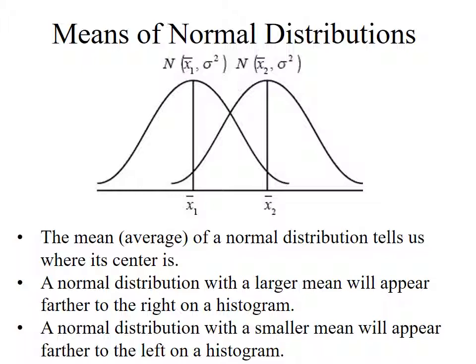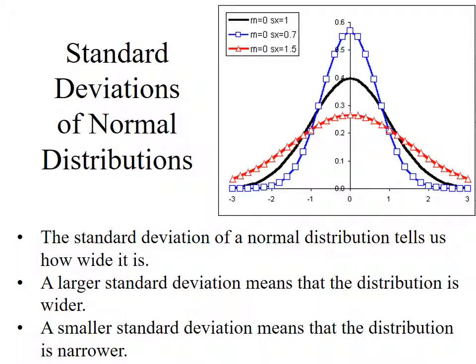So the mean tells us where its center is, where that central peak is. If you have a larger mean, you're going to be farther to the right with bigger numbers. If you have a smaller mean, you're going to be farther to the left on a histogram with smaller numbers. The standard deviation tells me how wide it is. A big standard deviation has a lower peak and broader wings going out to the side. A small standard deviation is going to be more peaked toward the center. In the smaller distribution, everything is very, very close to the mean.